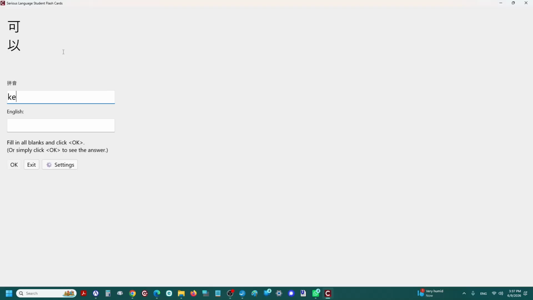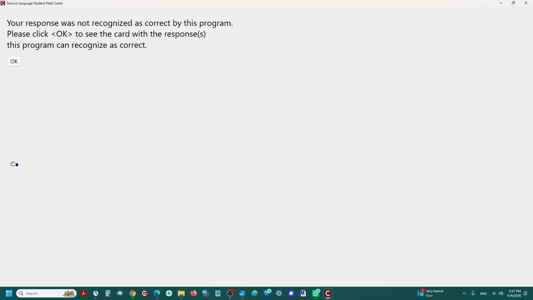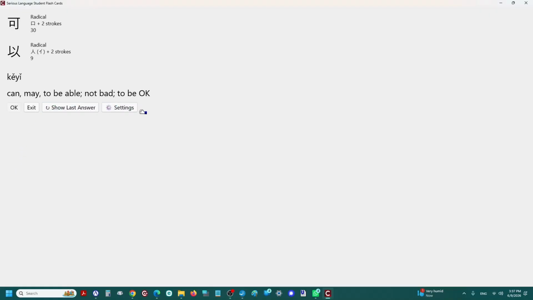So the pinyin for this, I believe, is ke. And I think one of the possible meanings for that is "to be okay," and I forget if it's capitalized. Nope, I was right. "To be okay" is an answer that it corrects, but a program, it is a computer, it's picky, and you have to get it exactly right. So if you want to answer that way, you have to say "to be okay" and write it that way. Also, it can be "not bad," "can," or "may."